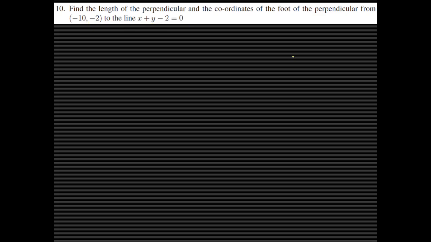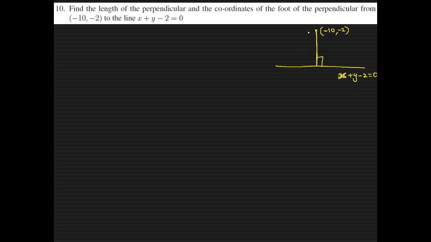Okay, so I will just draw the given line. This line is x + y - 2 = 0. So this is the given line, and we are drawing a perpendicular line from the point (-10, -2). Here the question is, we need to find the length of this perpendicular.